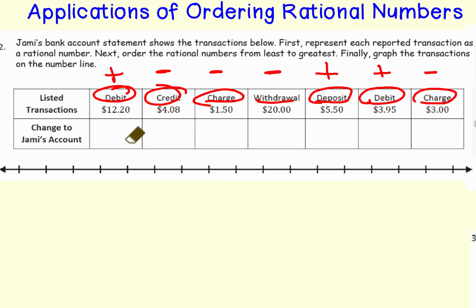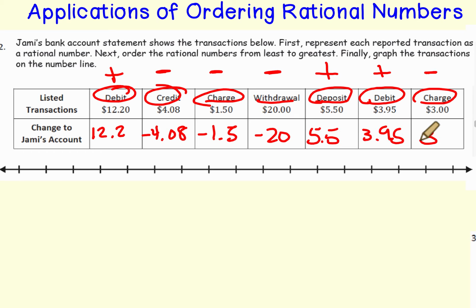So when we write these as rational numbers, we don't have to put the dollar sign, and we don't have to put the zeros at the end for money. Okay, so there we go. Now what's the least number? Negative 20. What's the greatest number? 12 and 2/10. So we definitely know we have to be here at negative 20.